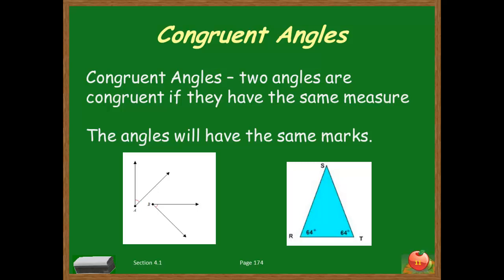Congruent angles. Two angles are congruent if they have the same measure. The angles will have the same mark. Angle B is congruent to angle A, or angle A is congruent to angle B. These two angles are congruent because they have the same measure. Angle R is congruent to angle T. The measure of angle R equals the measure of angle T, both 64 degrees.